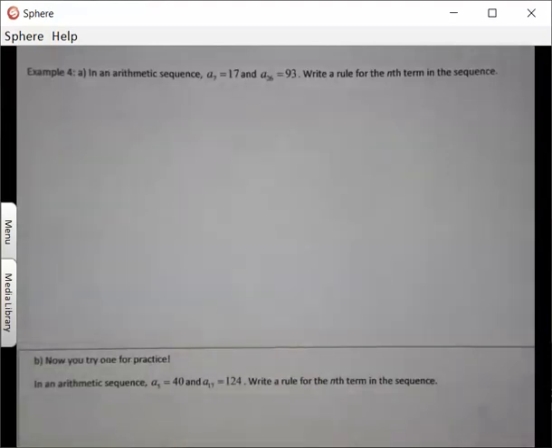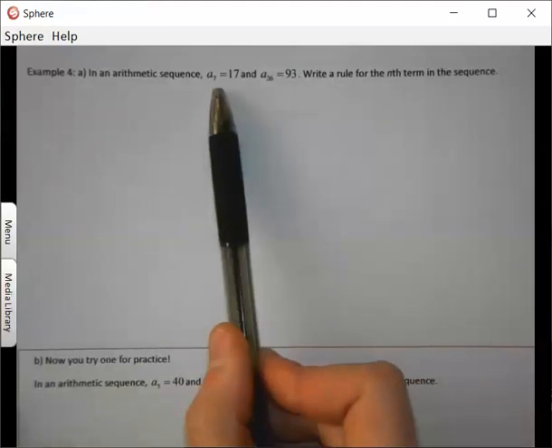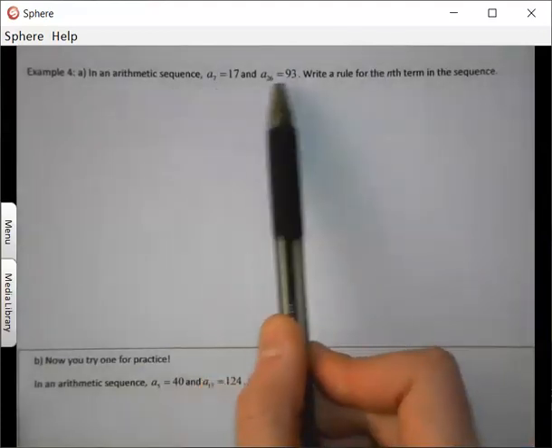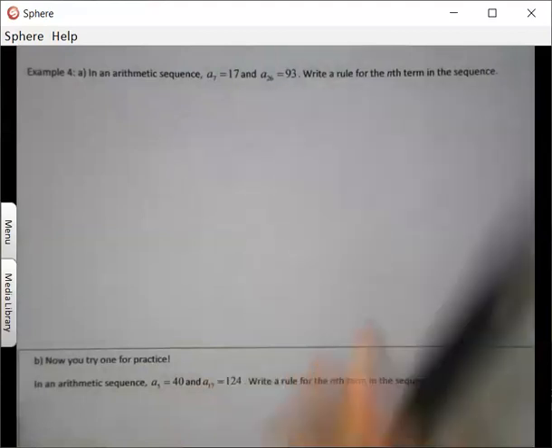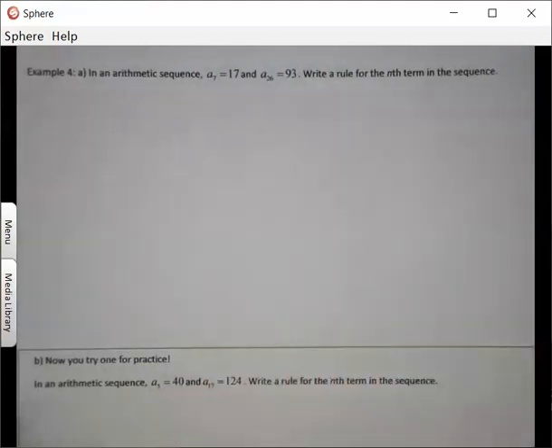Example 4, we're going to write another rule. And again, we're going to write a rule given a different set of information than we had for the other examples. So in example 4, we know what the 7th term is, and we know what the 26th term is. That's it. We don't know the first term, we don't know the common difference.